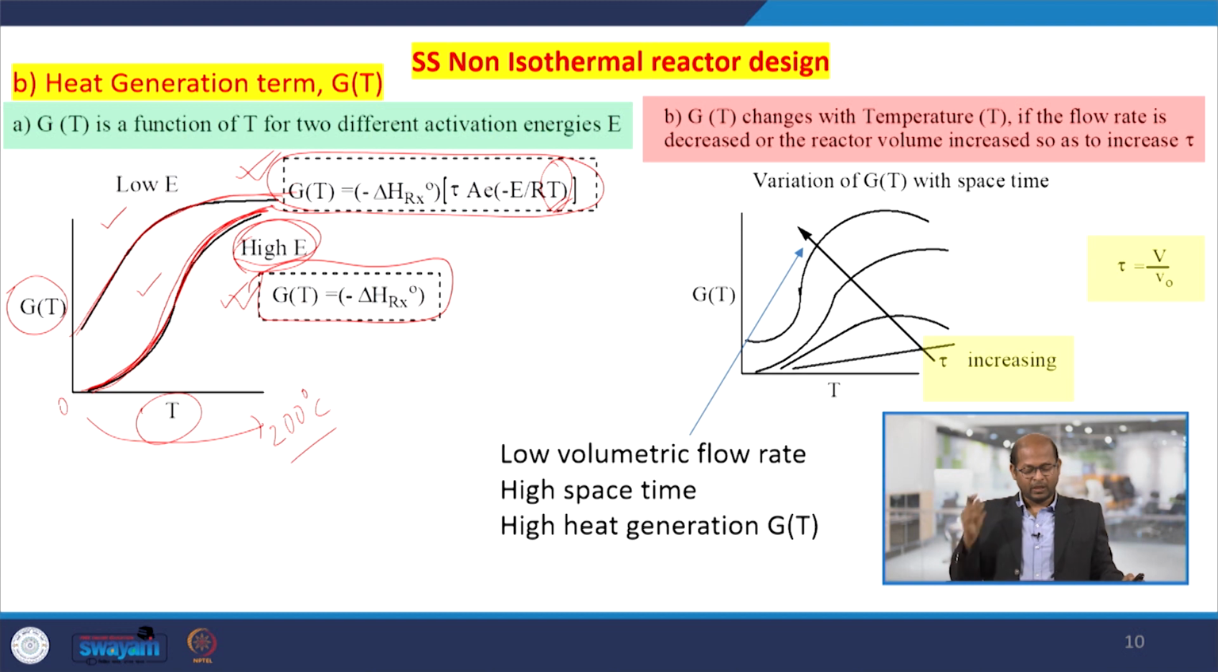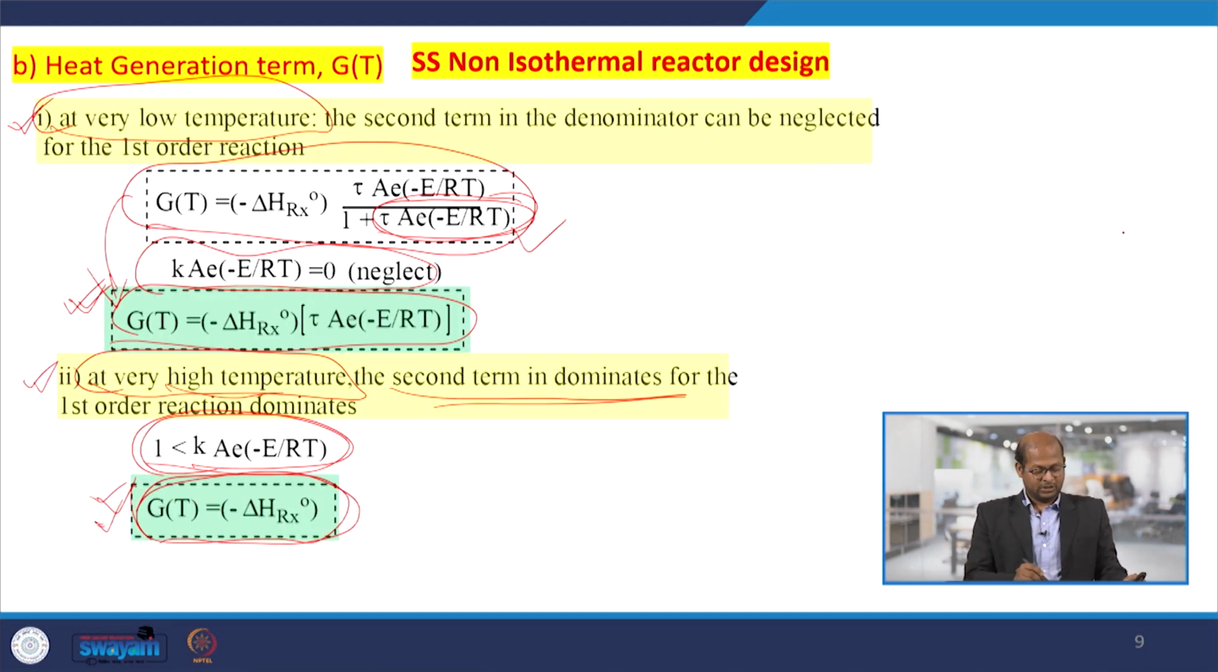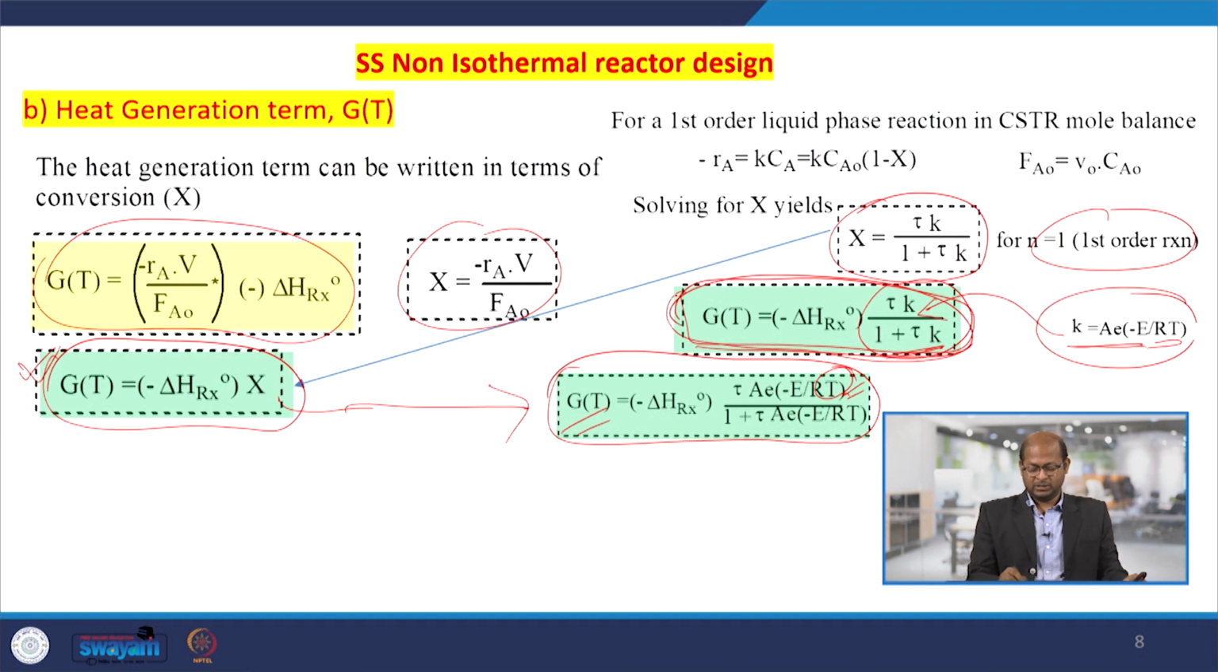Okay. So, now here means the activation energy, or high temperature, low temperature of the reactions; this we have considered. Now, if we change the space time, or space time means volume by volumetric flow rate. So, in these equations, tau was there: tau equals V by V naught, where V naught is the volumetric flow rate. If we change the volumetric flow rate to low, then tau will increase, space time will increase.